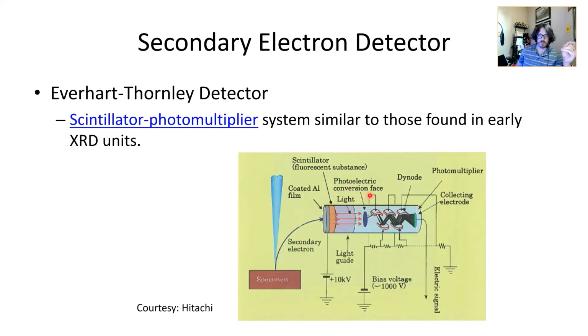You then have this photoelectric conversion phase. So what's the photoelectric effect? You hit metal with light, and that metal gives off electrons, and that electron is going to have an energy proportional to the photon. The energy of this photon is going to be proportional to the energy of the secondary electron. So you can have intensity controlled by the kinetic energy of your electron as well. And that's how you get height detection.